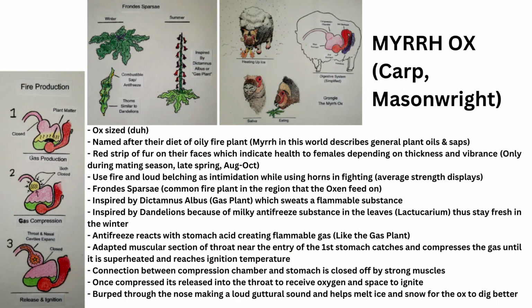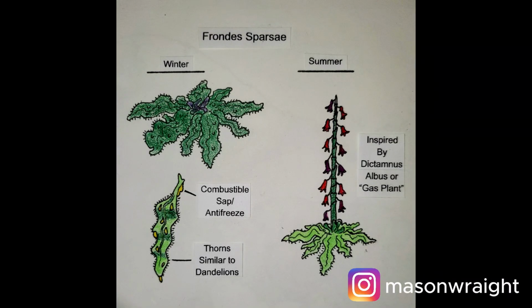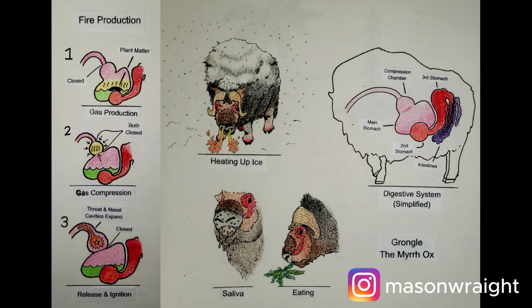For second, we have the Murox from Wormish Carp, a fire-burping beast using the antifreeze of an oily fire plant to mix with its stomach acid, creating a flammable gas.